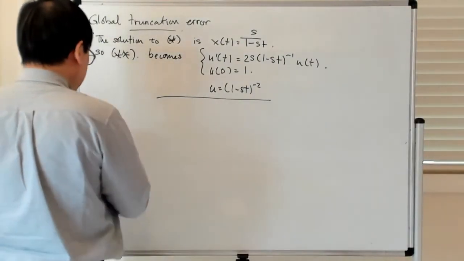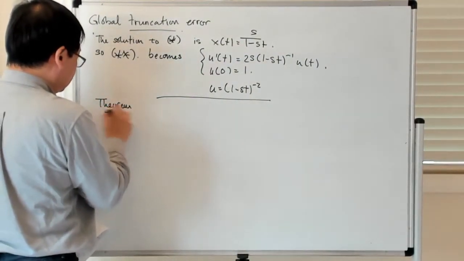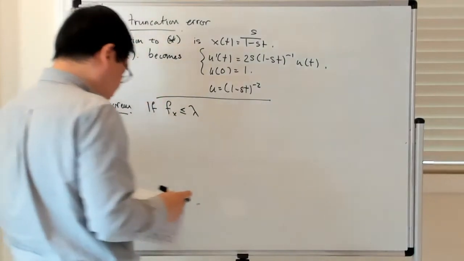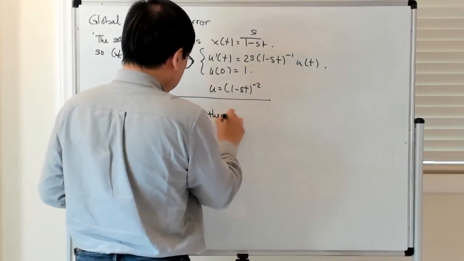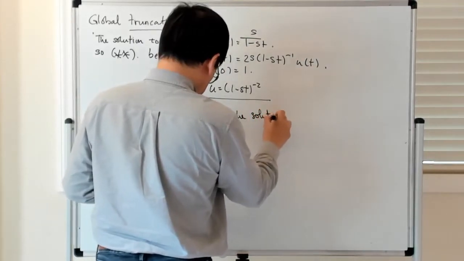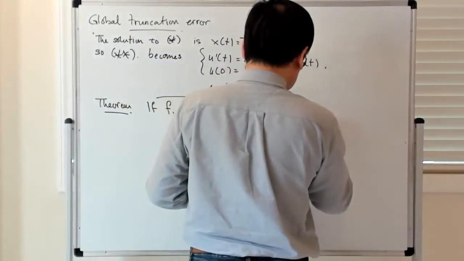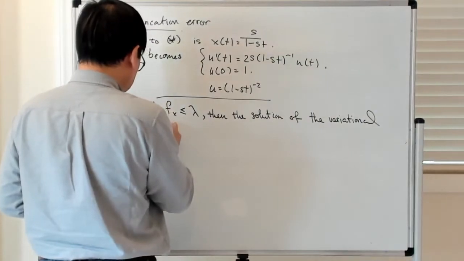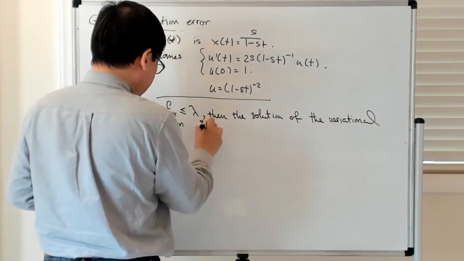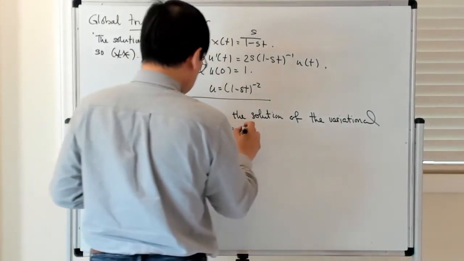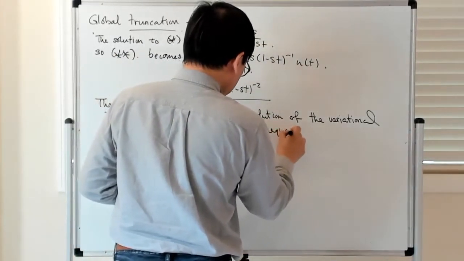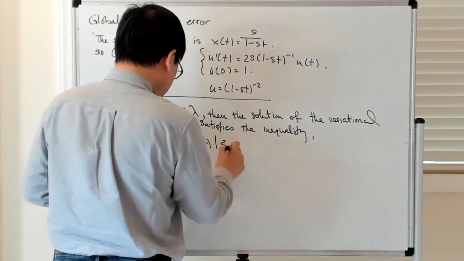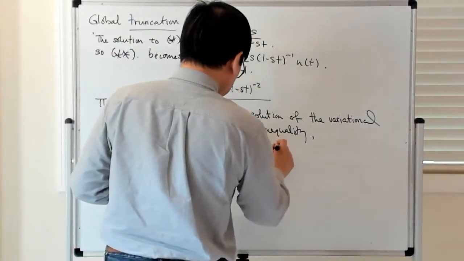Okay. So let's state a theorem. If we have a bound on f sub x from above, which we assumed, then the solution of the variational equation satisfies an inequality that the norm of u of t is less than or equal to e to the lambda t for t greater than or equal to 0.